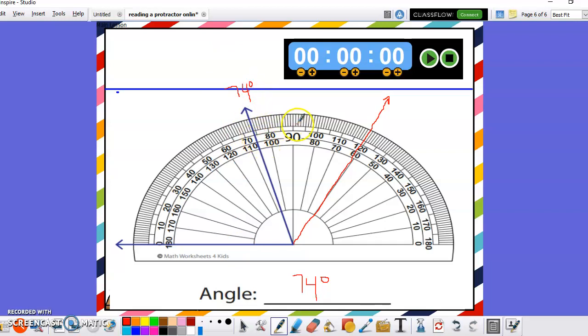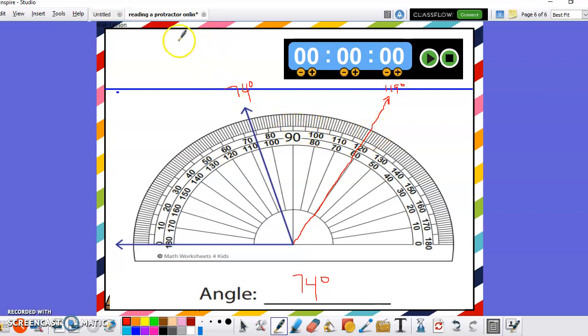And then I'm just going to see where it ends right here. Well, it's not right on that 120 line. So this is 119 degrees. You might ask, how did I see that this was 119 degrees? Well, I read that this was 74 on the top number line, so I'm just going to go over and see where it ends.